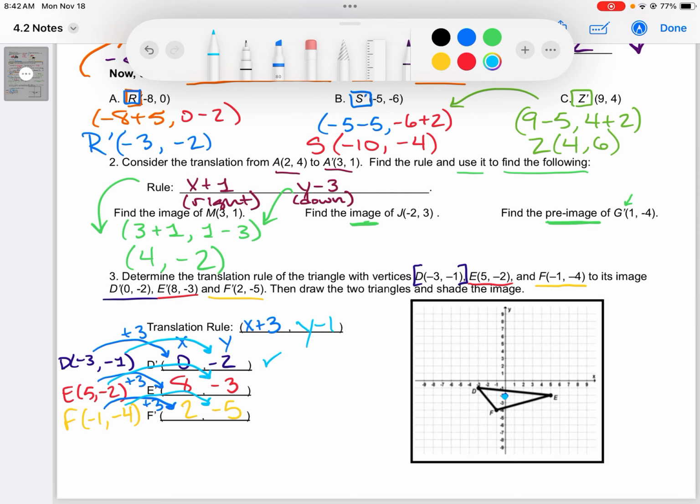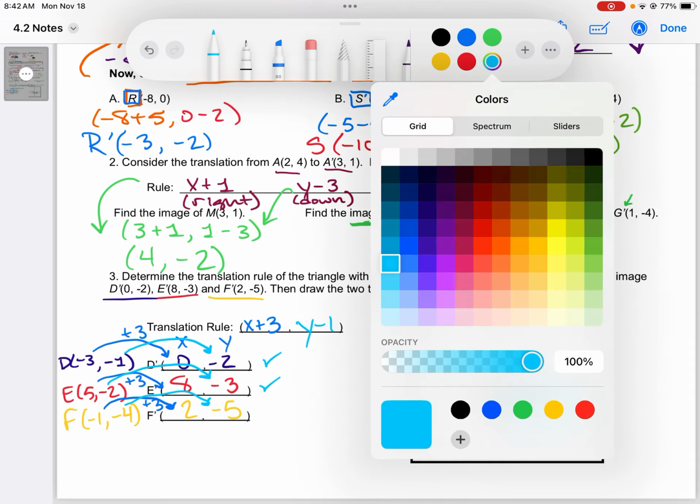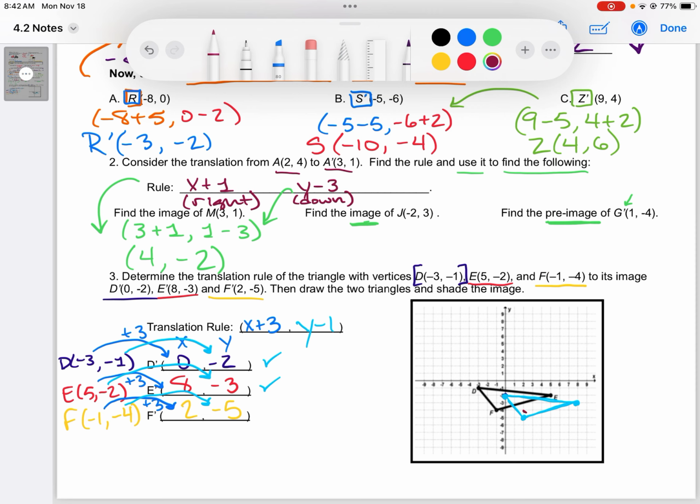And now again, I can go over here. I can plot these points. I've got that one. I can go over to 8, -3, 2, -5. And then I would want to connect these lines. Do the best I can on my iPad here. Connect these lines and shade the image. So let's get a different color to shade in our image here. And that is our image.